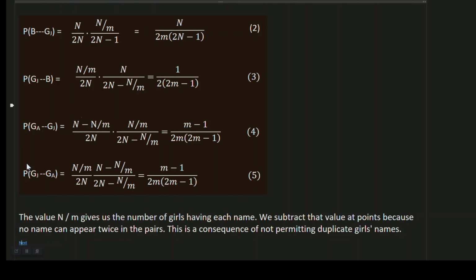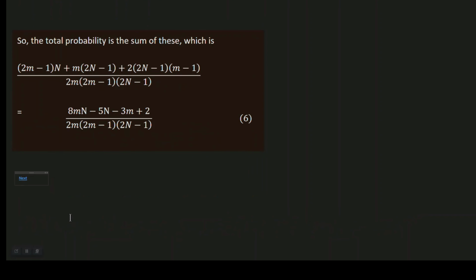And as I said, the value cap N over m gives us the number of girls having each name. We subtract that value at points because no name can appear twice in the pair. This is a consequence of not permitting duplicate girls' names. So the probability is the sum of these, which is 8m cap N minus 5 cap N minus 3m plus 2 divided by the quantity 2m times the quantity 2m minus 1 times the quantity 2 cap N minus 1. That's equation 6.